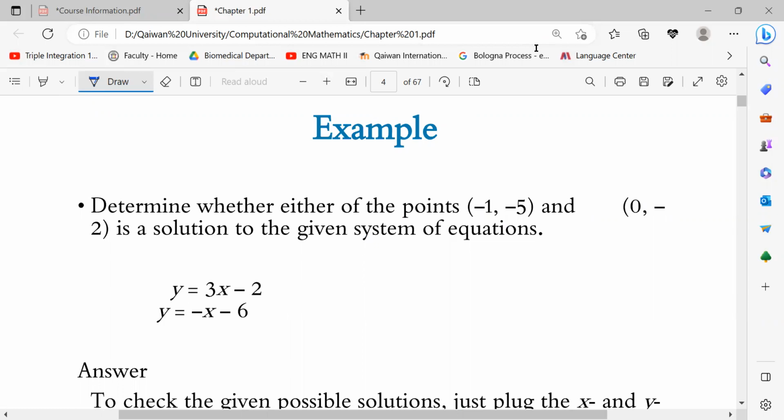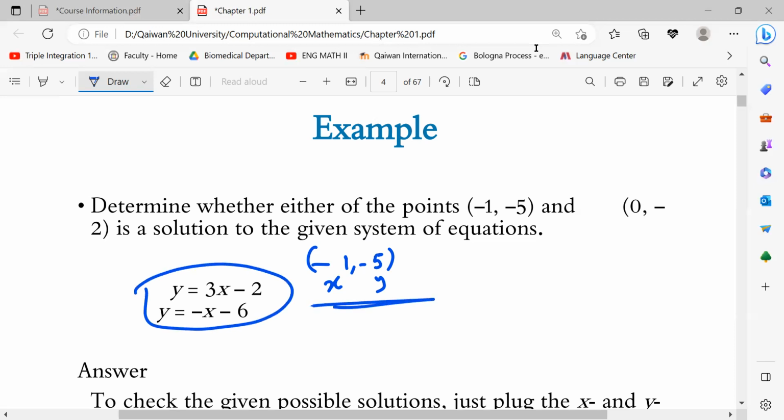Look, for the first point, let's try -1 and -5. This is the x value and that's the y value. X is -1 and y is -5. Let's check if that point satisfies these two equations or not. It must satisfy both, then we say it's a solution. If not, we say no.